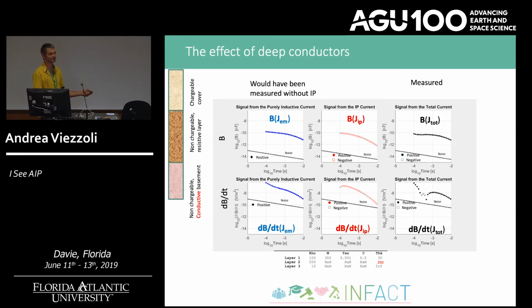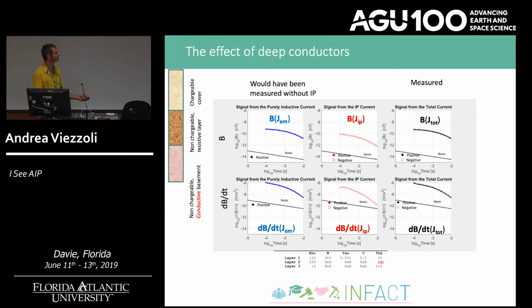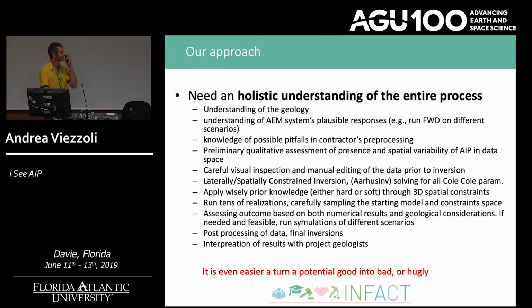And in this case, it's not SPM. There's nothing wrong with the system. It's the combination of the information coming from here and the information coming from there. Okay, our approach to dealing with this is a holistic approach. In order to do good work on processing and inversion of IP data, you really need to have a holistic understanding of the entire process.